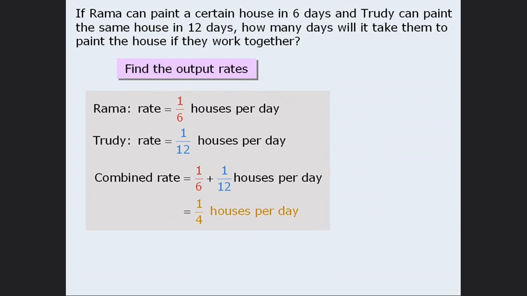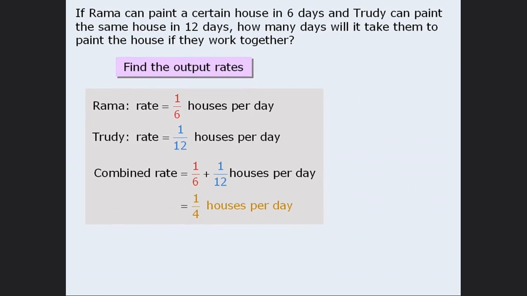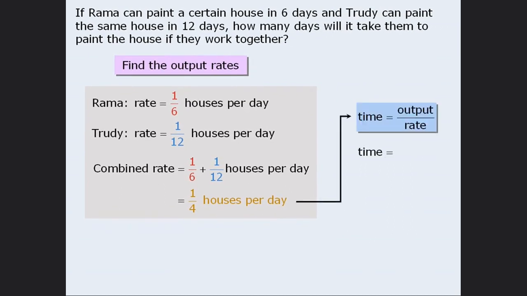Now that we have the combined output rate for Rama and Trudy working together, we can apply the time formula to determine how long it will take them to paint the entire house. Now the desired output is to paint the entire house, so the output is one painted house. We will divide this by the combined output rate of 1/4 houses per day. When we do this, we see that it will take Rama and Trudy 4 days to paint the house.